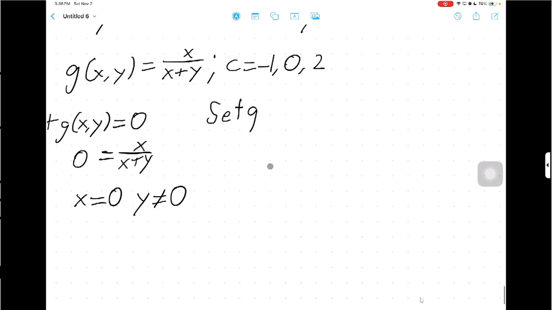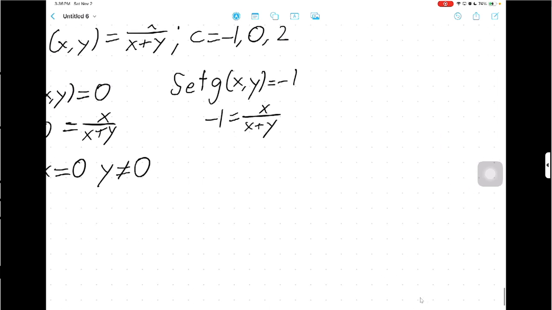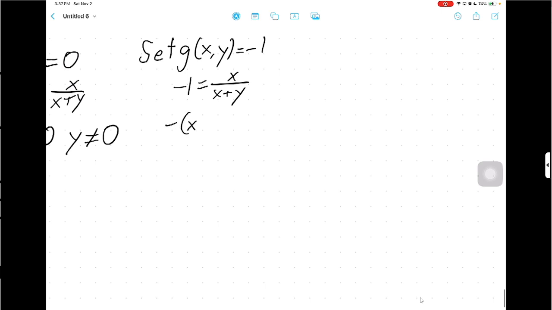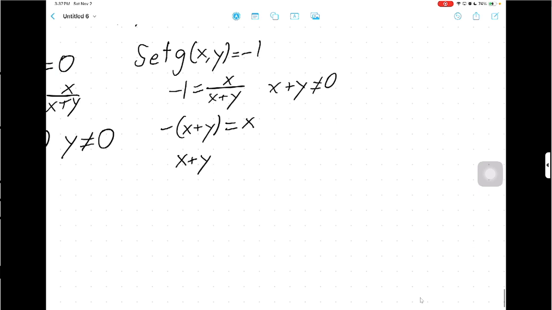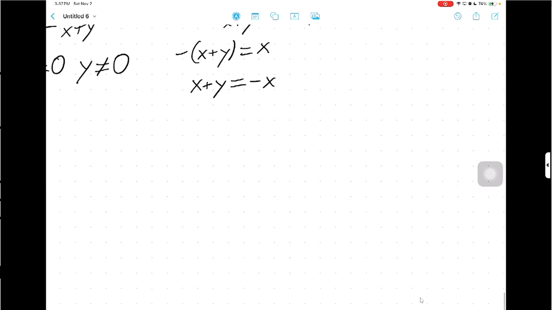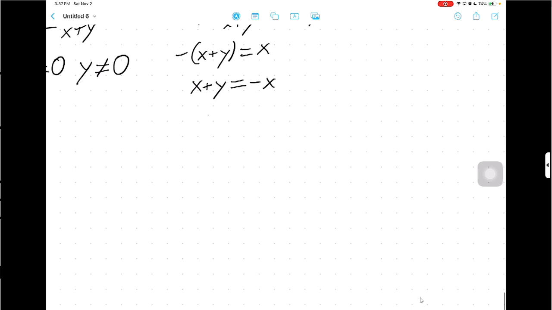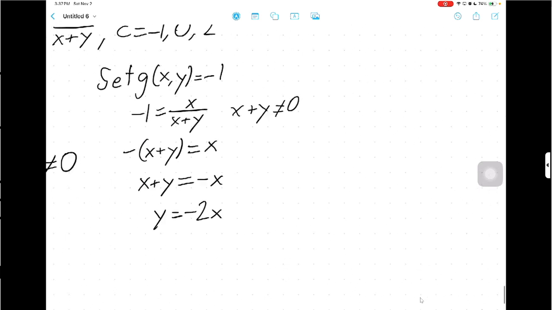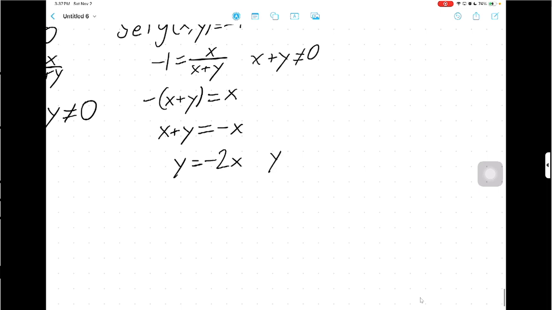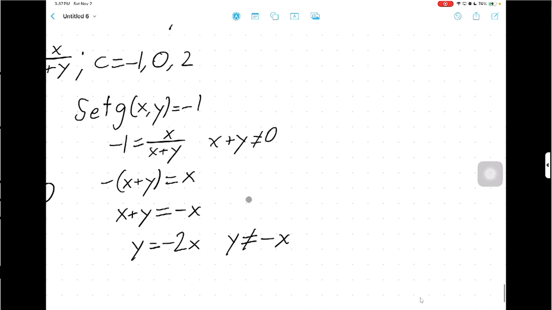Now I'm going to set g of xy equal to negative 1. So if I multiply both sides by x plus y, knowing that x plus y is not equal to 0, we're going to get this. Now, for the sake of convenience, I'm just going to multiply both sides by negative 1. So thus we're going to get x plus y is equal to negative x. And then I'm going to subtract x, so y equals negative 2x. And then we've also got to make sure that y isn't equal to negative x because of our restriction.